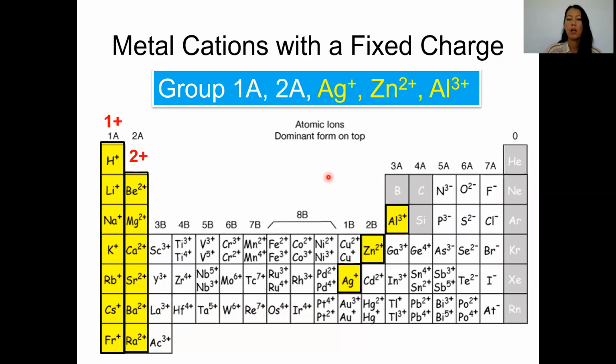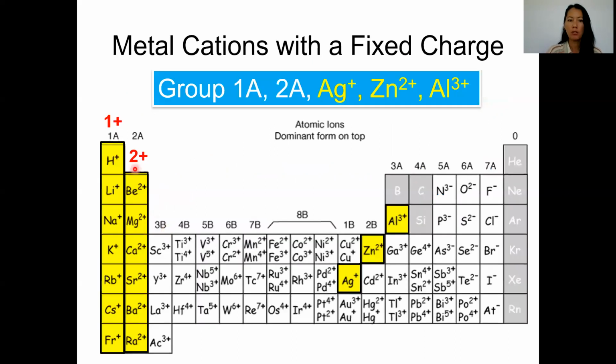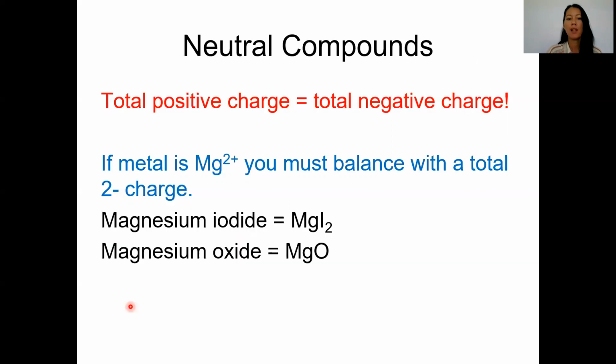The other thing you need to know for naming ionic compounds is that they're neutral overall. So the total positive charge equals the total negative. If I have magnesium iodide, say I gave you the name and you have to write the formula. You know you have a magnesium. Let's back up, and you can see magnesium is here. It's a group 2, so it's a 2+. And I need to pair it with I-.